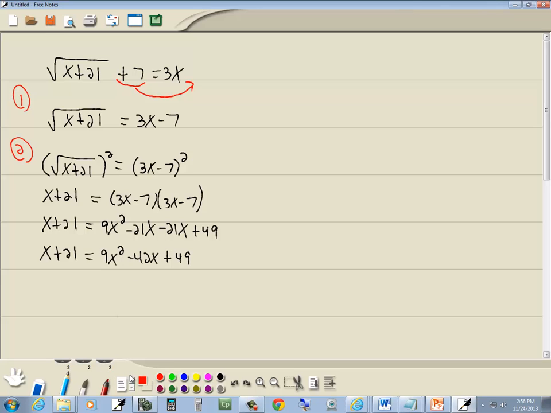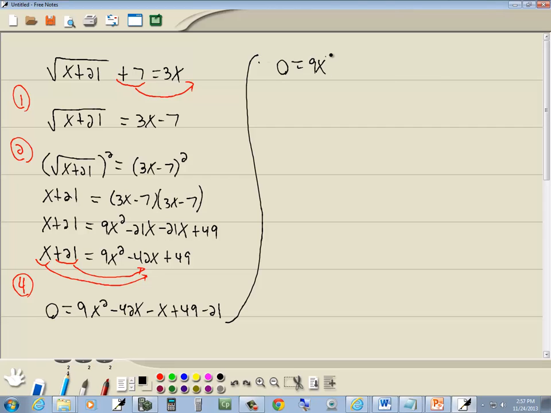And we're down to step 3. Step 3 says if more radicals, go back to step number 1. We don't have any. Step 4, solve for x. So I'll take 21, move it to the right side, and I'll take the x and move it to the right side. Remember, when you take anything across your equals, your sign changes. So we've got 0 is equal to 9x squared minus 42x, and this x becomes a negative x, plus 49 takes 21 over and becomes a negative 21.